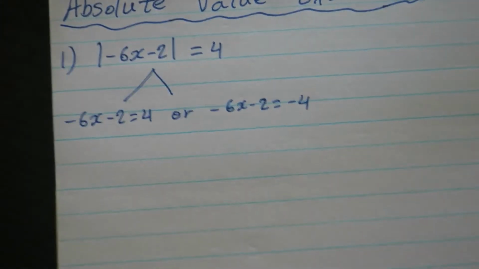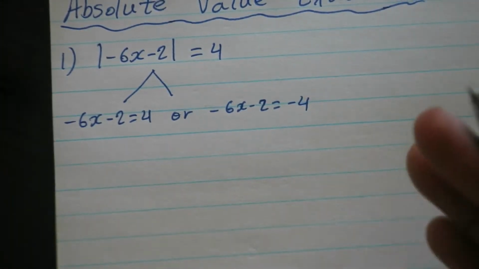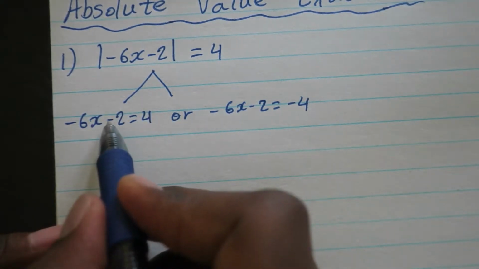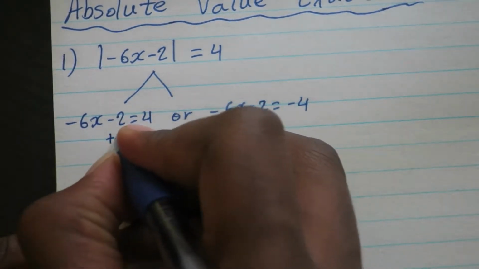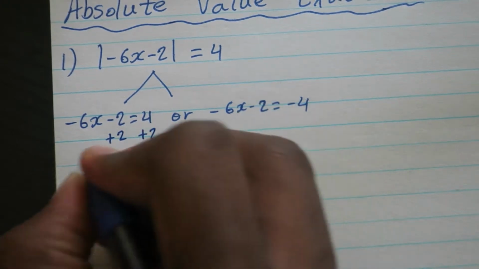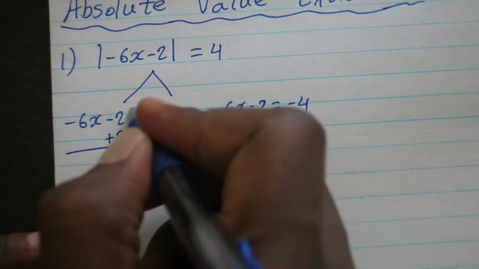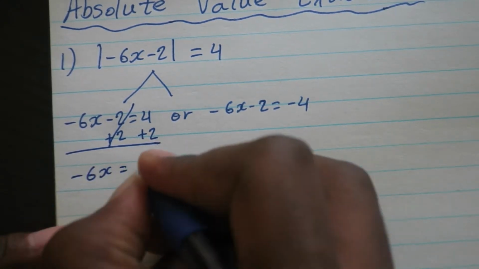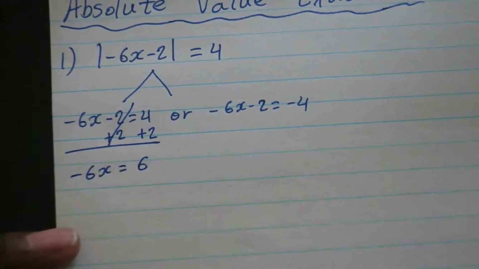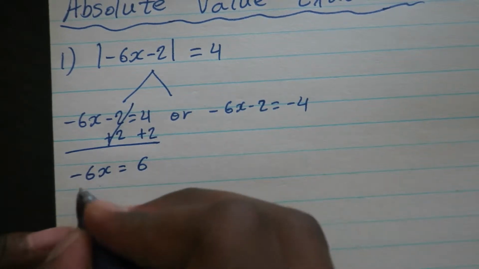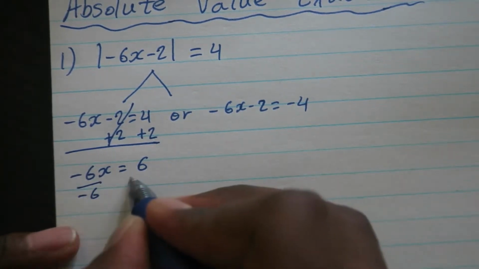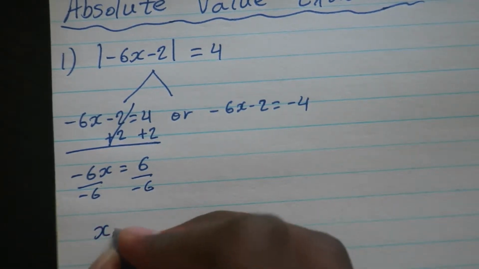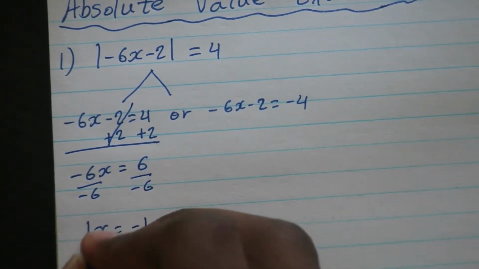Now, the next step is basically they have a linear equation here. We know how to solve a linear equation. Try to solve for x. Do the inverse. So plus 2 to both sides. This cancels. We have a negative 6x equals positive 6. Inverse of multiplication is division, so divide by negative 6 to both sides for equality reason. X equals negative 1.